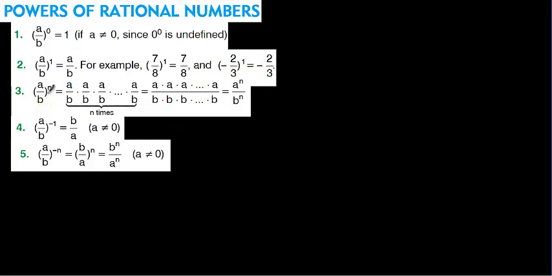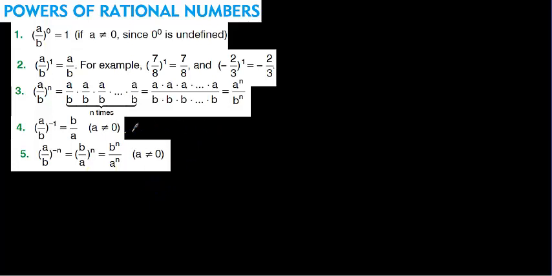Here a over b to the power of n, we can apply the power of n to the numerator and denominator, which means a to the power of n over b to the power of n. This is very important. And when the power is negative, you may replace the numerator and denominator places. So a over b to the power of minus 1 is equal to b over a to the power of 1, which is equal to b over a. And this is the last one. A over b to the power of minus n is going to be equal to b over a to the power of n, which is b to the power of n over a to the power of n.